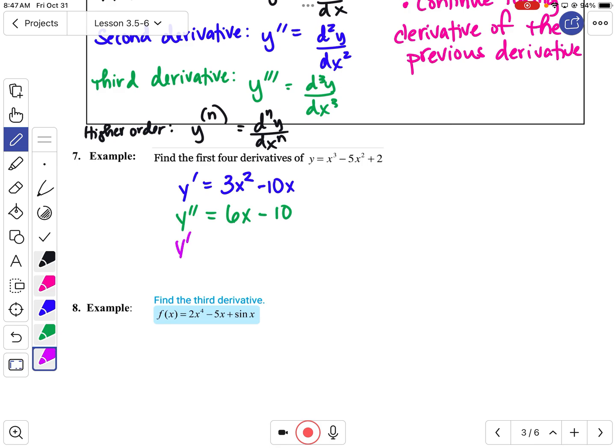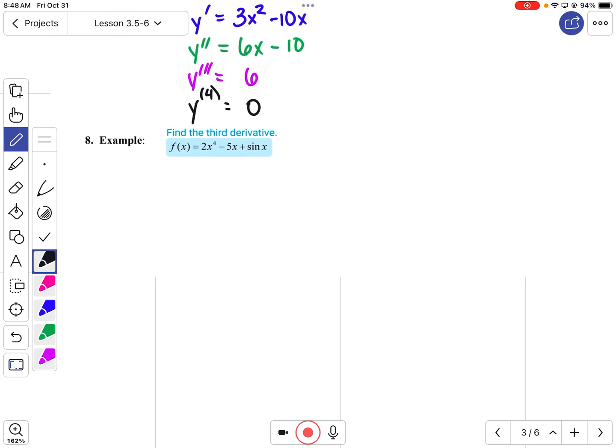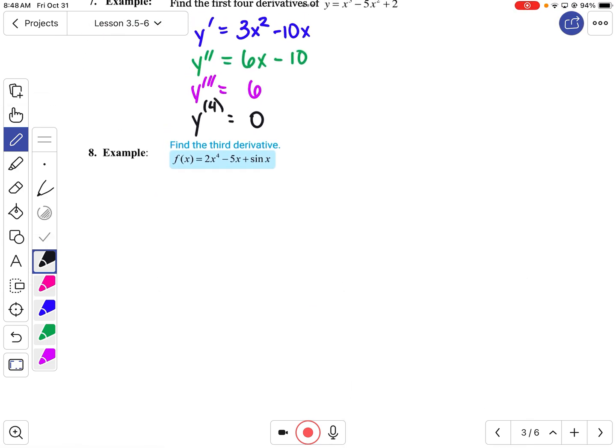Our third derivative, 6, okay? Our fourth derivative, I'm not going to put primes, I'm going to use that other notation, okay? And what's the derivative of 6? 0, okay? There are your first 4 derivatives, okay? So you just continue to take the derivative of the previous answer. Not so bad, okay? So see if you can find the third derivative of that one. Give that one a whirl.